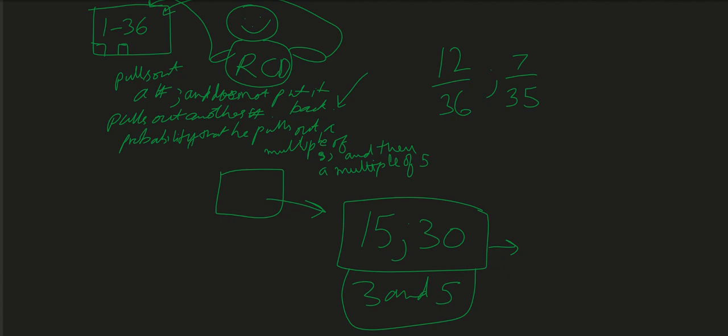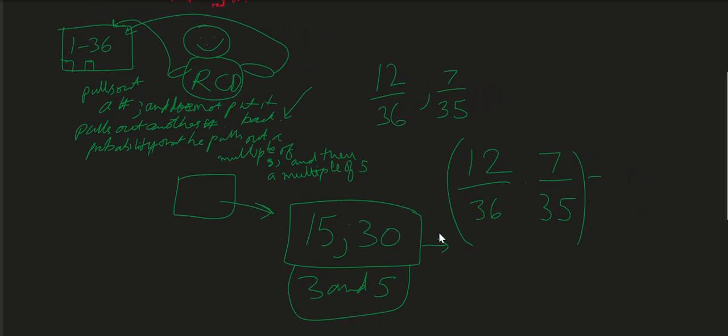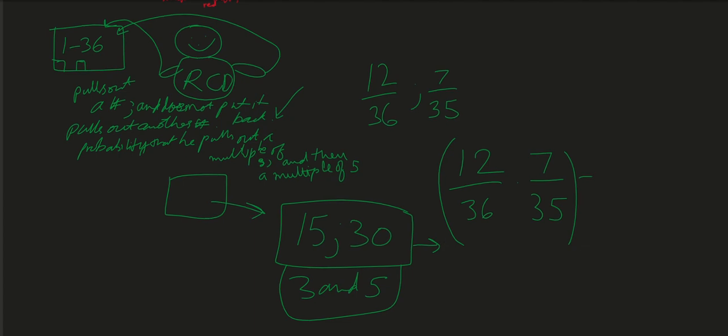So basically, our solution is as simple as 12 over 36 times 7 over 35. Now that we found the probability, we have to remove the common ground between the two. So now what we're going to do is minus 2 over... how many total factors do we have?